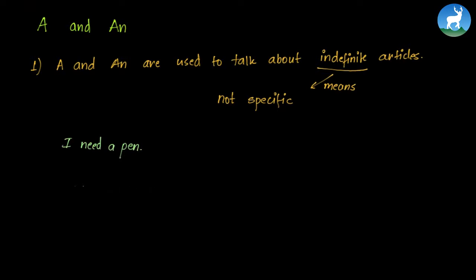Or you can also say, another example is, do you have a vehicle? You're talking about having a vehicle and you're not specifying what kind of vehicle. You're just saying vehicle.